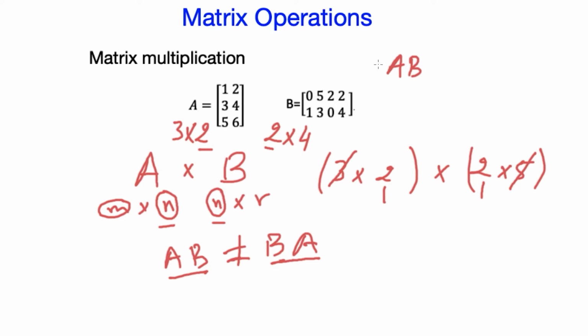The result matrix we will call, for example, C. So C equals AB. This matrix will have size 3 by 4, because these 2 and 2 will disappear. In this case this n will disappear with the n, and we'll get the result matrix, which will be m by r. And I will show you how to compute this matrix. So let me erase this here.